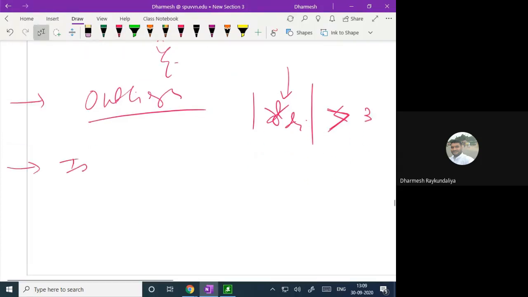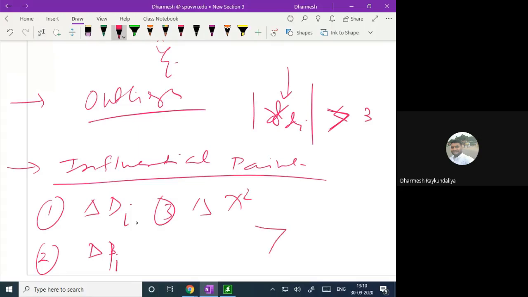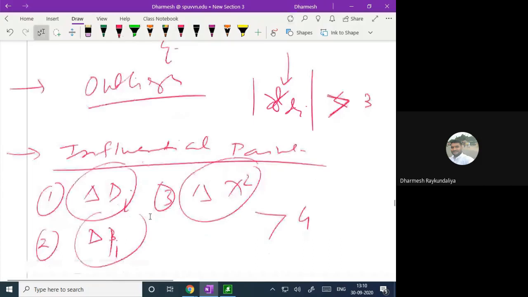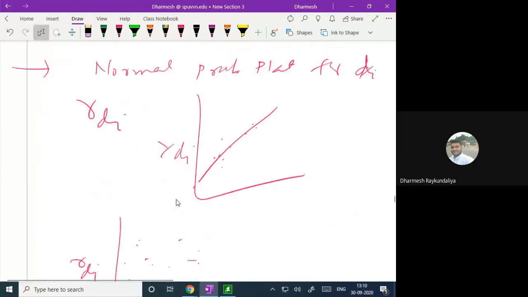But to decide on an influential point, one can calculate the difference in deviance, the difference in betas, and the difference in chi-square. If any one of them exceeds 4, then we say that the ith point is an influential point. And the chi-square is nothing but the square of the standardized Pearson residuals. So these are the ways you can take the decision.